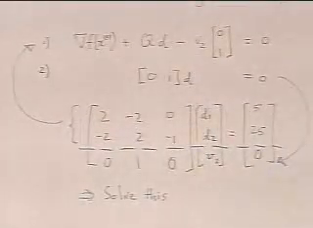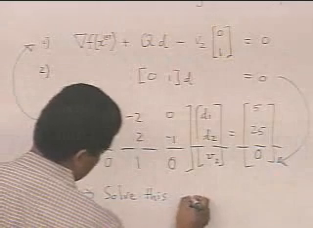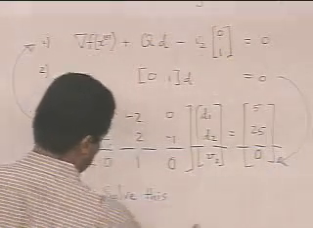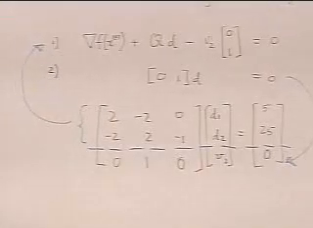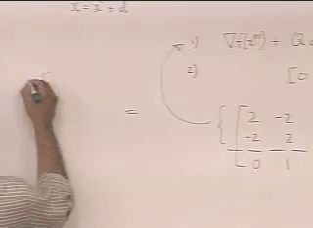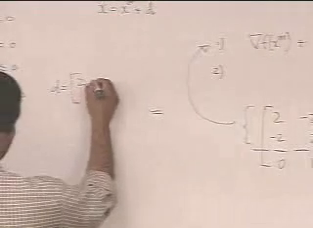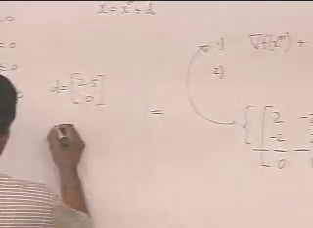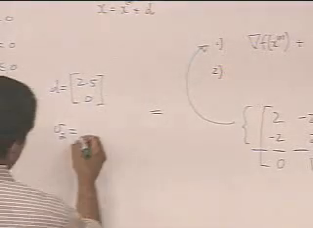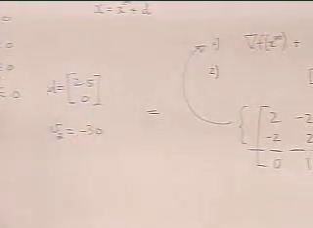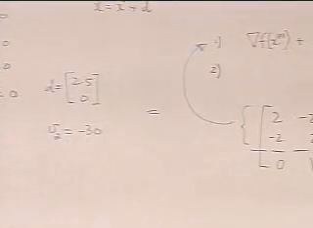So if you solve this, you end up getting that the vector D is 2.5 and 0, and the multiplier V2 is turning out to be minus 30. Okay?